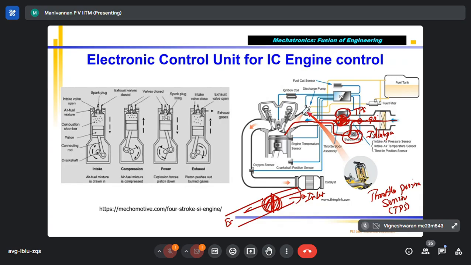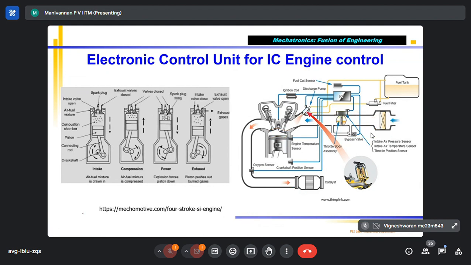So a small quantity of air is sufficient, and fuel will again be injected so that the engine can run at idle condition. So the bypass valve is meant for controlling air during the idle condition. But once you press the throttle, it will start opening 0 degree, 2 degree, 3 degree, depending on what the driver presses. As the driver presses, the throttle will open and more air will go. At that time this valve will be closed. Once the throttle is pressed, the bypass will be closed by the ECU.